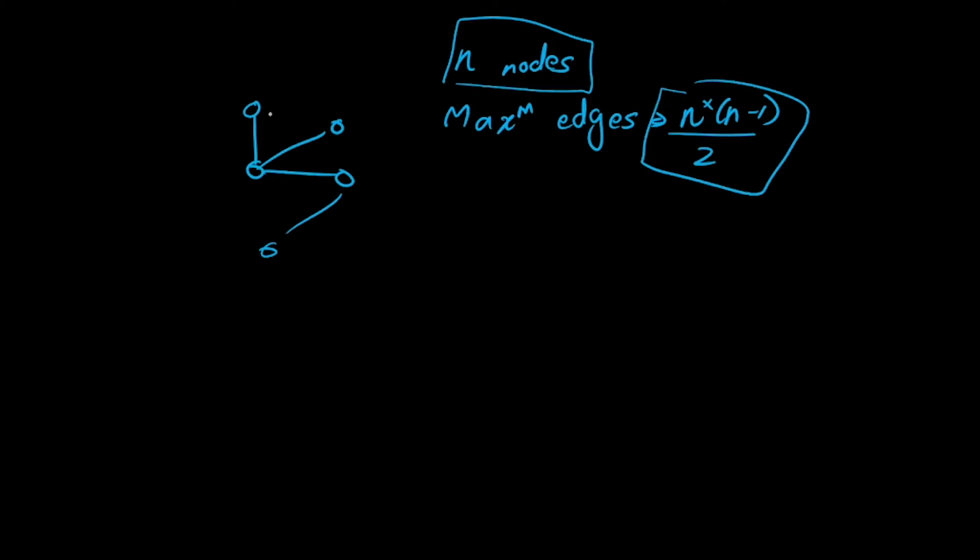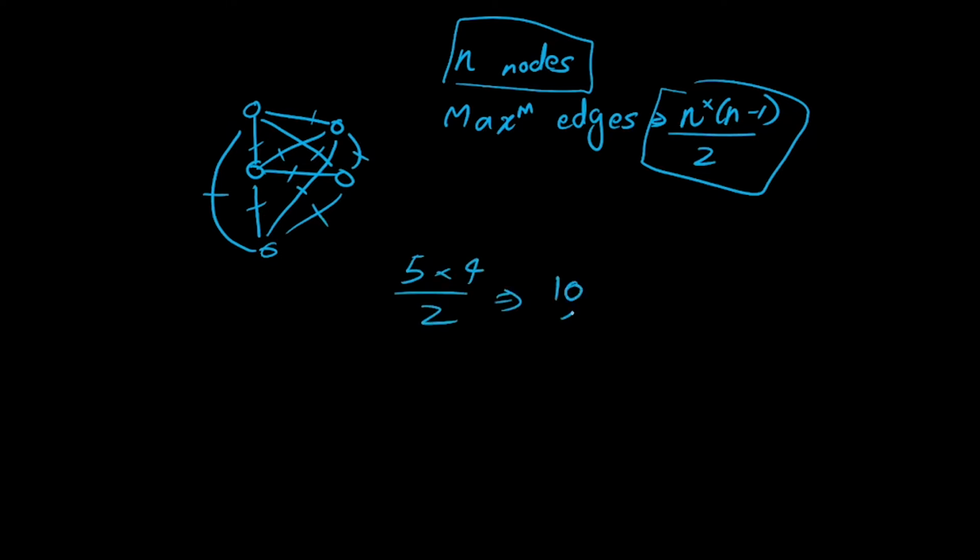So the maximum edges here we have is n into n minus 1 by 2. Let's just say what all edges we have here. This is possible, this is possible, this is possible, then again this is possible, this is possible, this is possible. Now if you count 1, 2, 3, 4, 5, 6, 7, 8, 9, 10. We had 5 nodes, so 5 into 4 divided by 2, which will give you 10. So as you can see, for n nodes, the maximum edges possible is n into n minus 1 by 2. So this is the first hint.